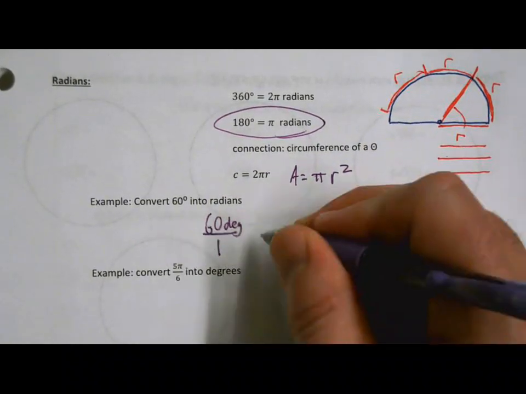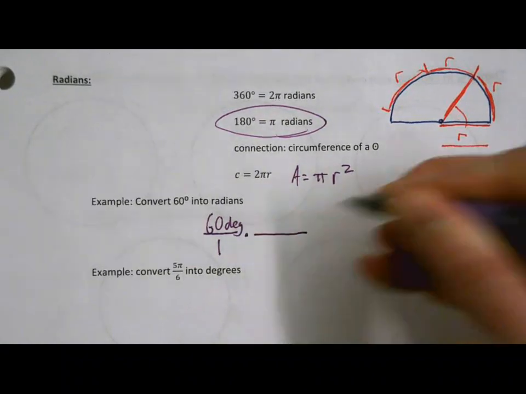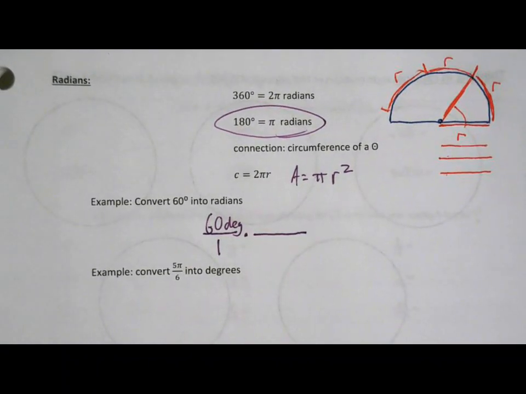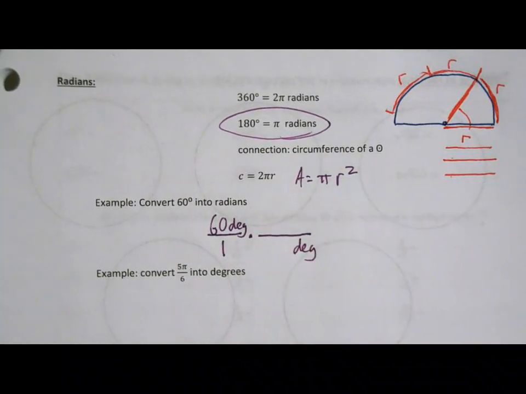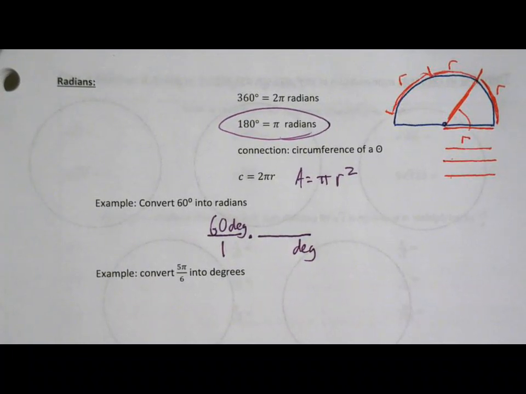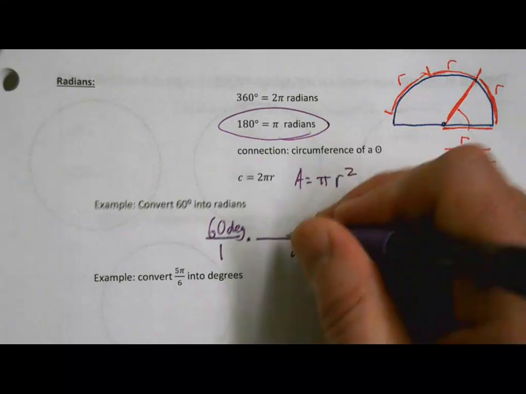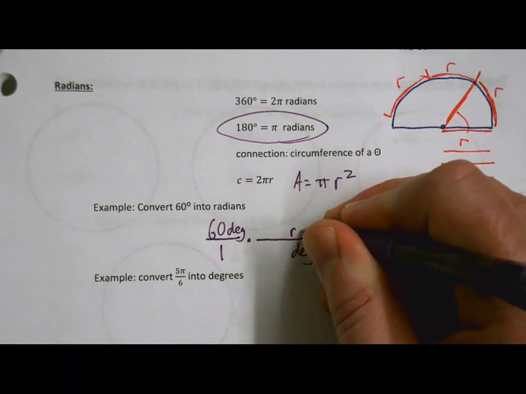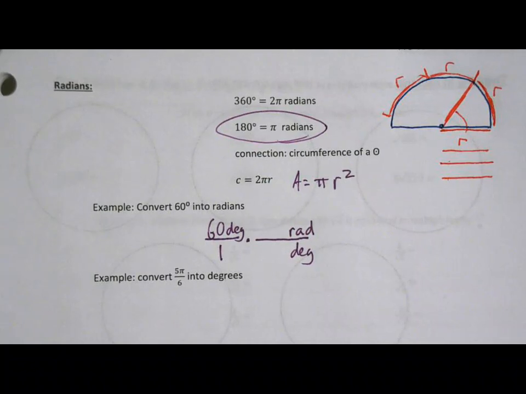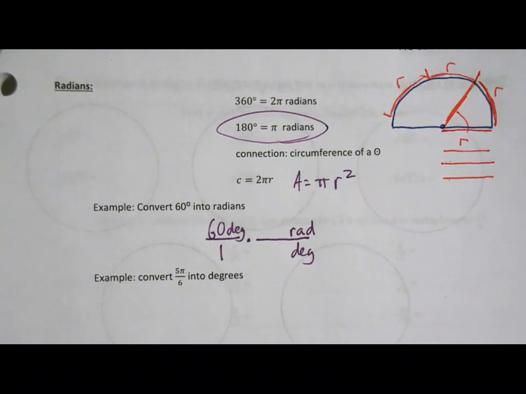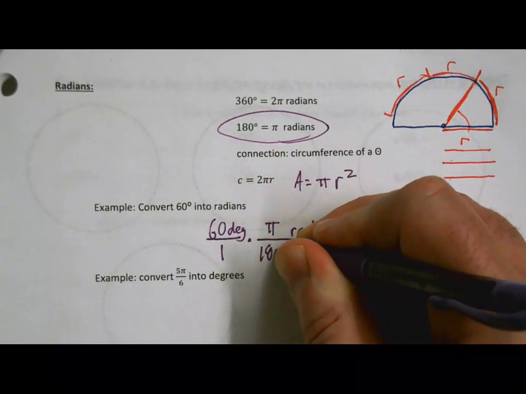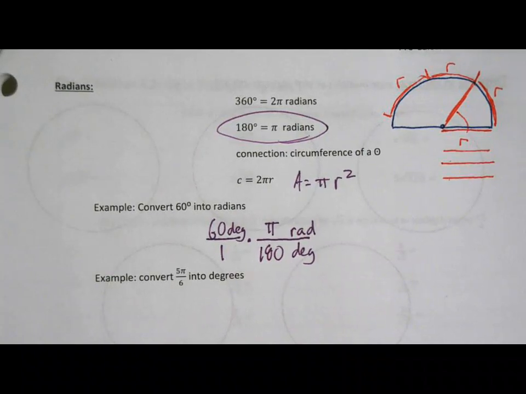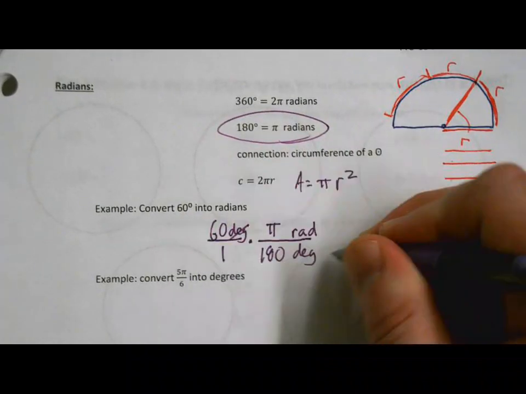And I'm just going to multiply it by some fancy 1. And I want to make sure that that fancy 1 has a degree in the bottom of it because I want to cancel that degrees and turn it into radians. Do we know some numbers that will give us an exact same value in the numerator and denominator here with radians and degrees? We sure do. We know that pi radians is the same as 180 degrees. Which allows us to cancel our degrees.